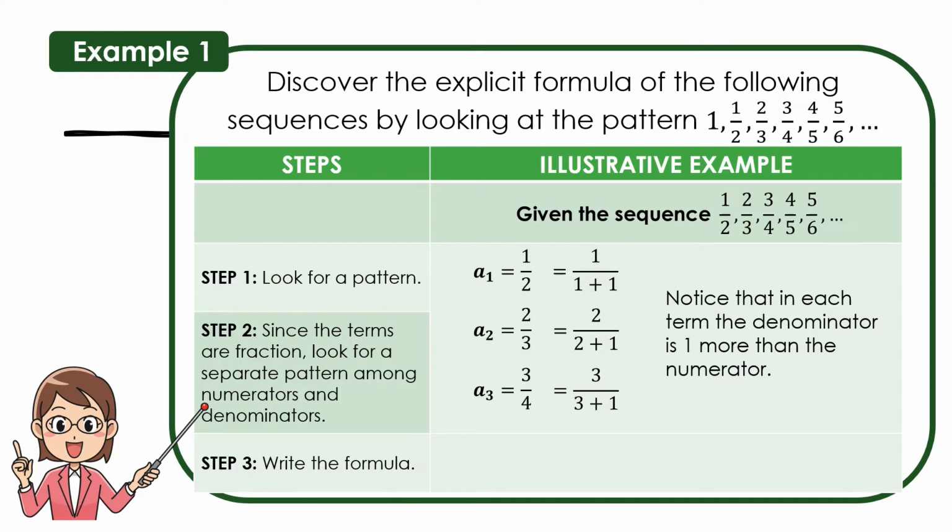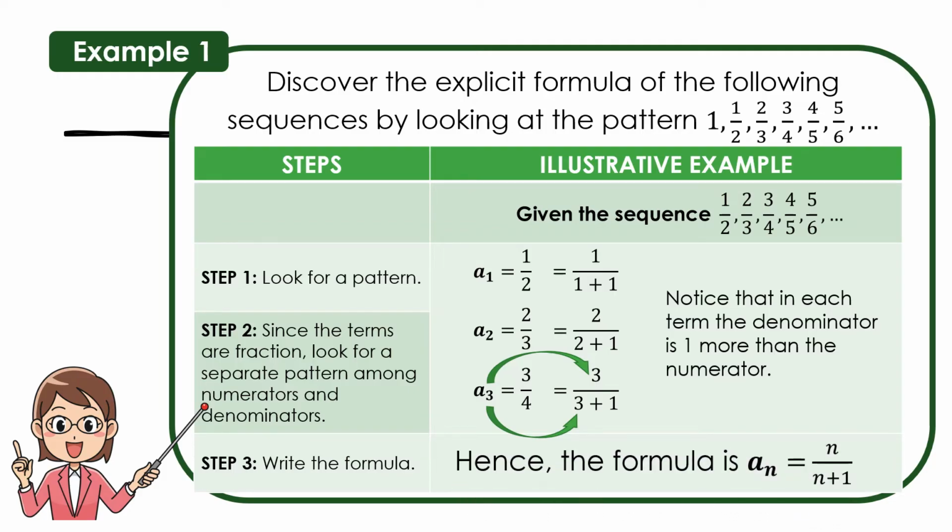So, from this, replace the changing numbers, or the numbers that are not constant, by n. Hence, the formula is a sub n is equal to n over n plus 1.